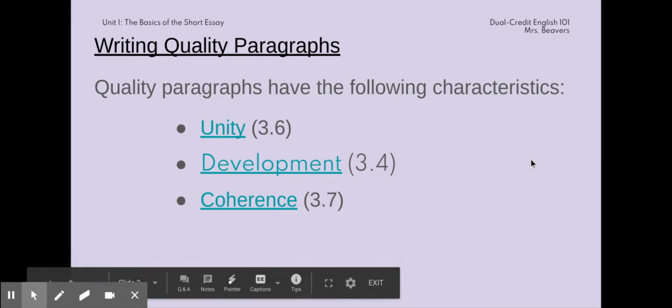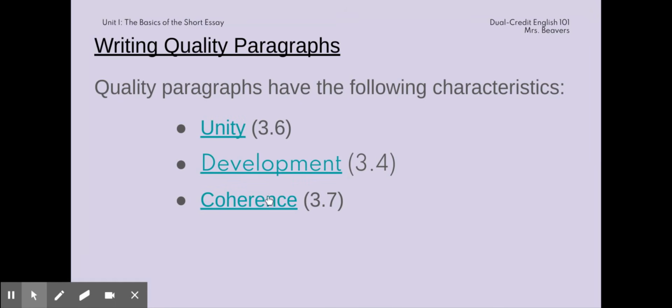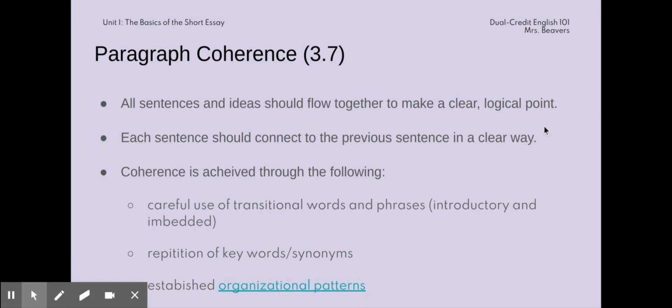The last characteristic of an effective paragraph is coherence. Paragraph coherence means that all sentences and ideas flow together to make a clear, logical point. So each sentence should connect to the previous sentence in a clear way. Coherence is achieved through the following: careful use of transitional words and phrases, both at the beginning of sentences and embedded within sentences, repetition of keywords or synonyms, and it's also established by organizational patterns.